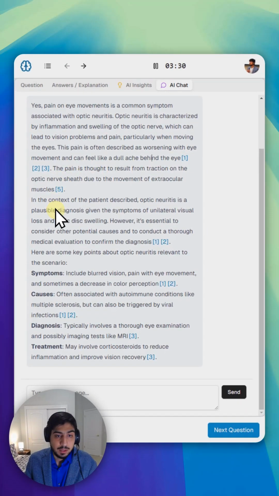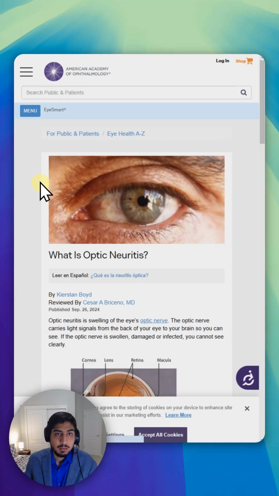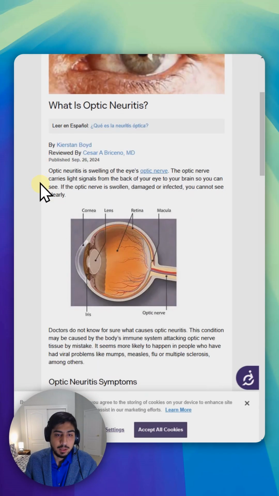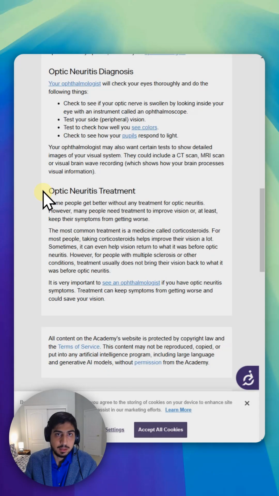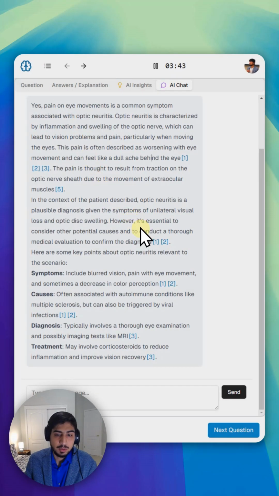You have some references here as well. So let's click on one of these, see what we get. Okay, good. Just pulling from the American Academy of Ophthalmology, where you can look at this and get some more information. Pretty cool.